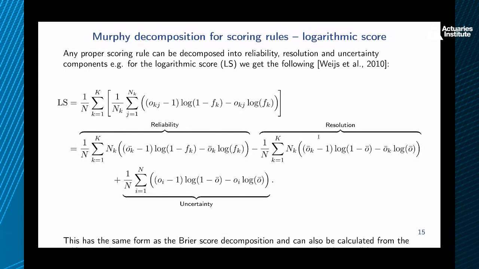And then on the other side, we have resolution, which is the difference between the mean average probability, the climatological average, and the actual outcomes within the bins. So we're looking at how well the forecaster can deviate, can move away from just predicting the overall average.